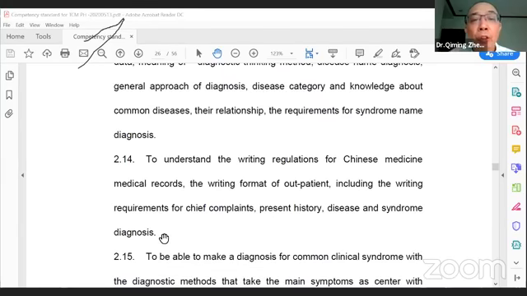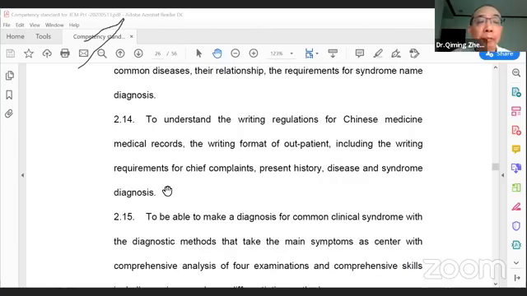And in the future, if all the practitioners develop IT, the technology, the internet, the records, or the new technology for clinic management, the standard writing regulation for Chinese medicine medical records will become very important.